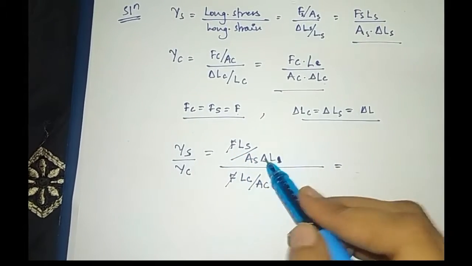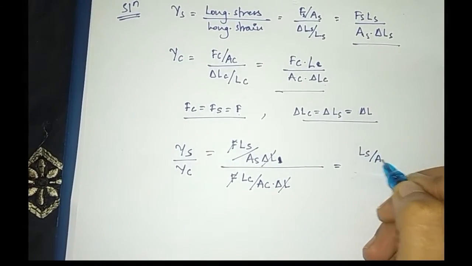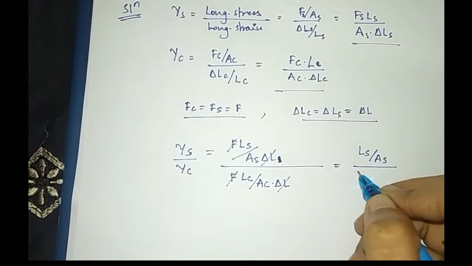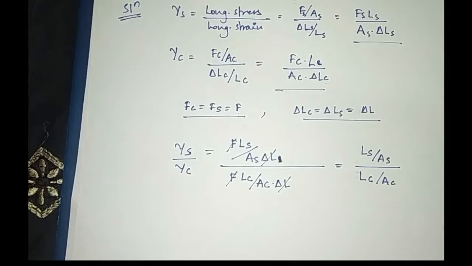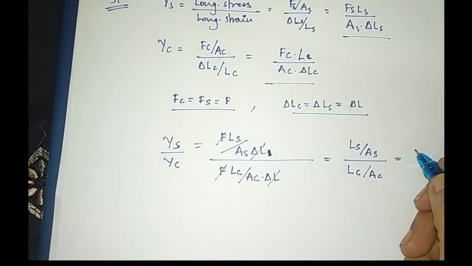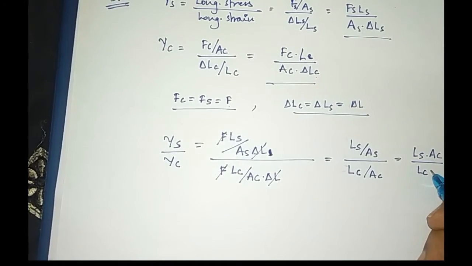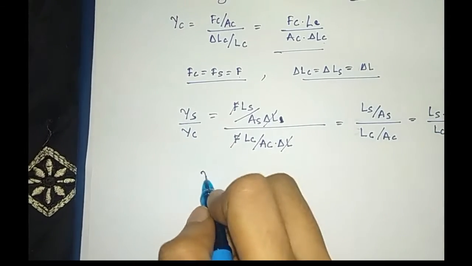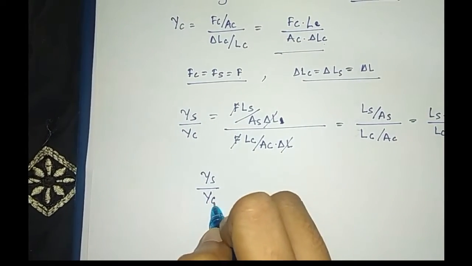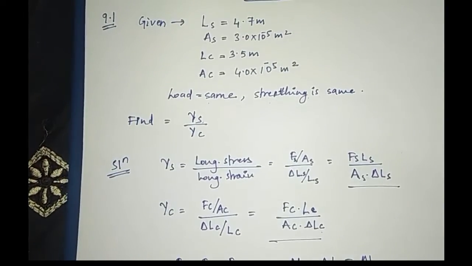So force will cancel off, delta L will cancel off. What remains is Ls upon area of steel divided by length of copper upon area of copper. Rearranging again, what we'll get is Ls into area of copper, Lc times area of steel. So Young's modulus of steel upon Young's modulus of copper is nothing but this quantity. Let's substitute according to the given values.